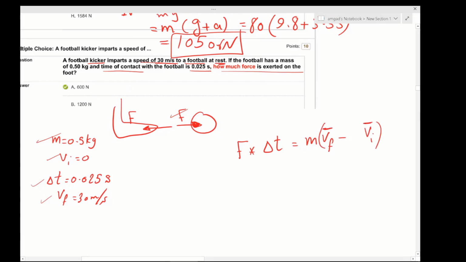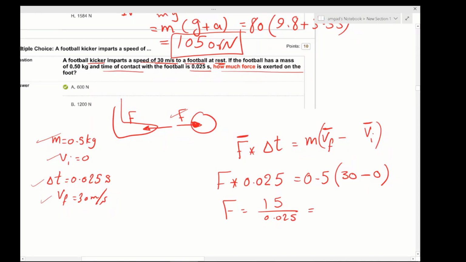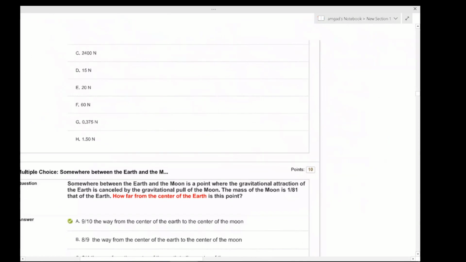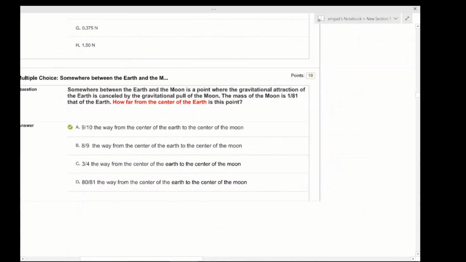Take care that the v here is velocity. So the force times time, which is 0.025 seconds, equals the mass, which is half a kilogram, times v final 30 meters per second, minus v initial, which is 0. So the force is what? 15 over 0.025, which is 600 Newton. Let's see something else. Guys, if you have any question, please directly ask me.